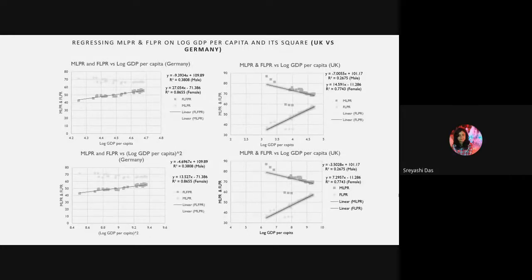So here we can see the relationship between male labor force participation rate and female labor force participation rate with respect to log GDP per capita and log GDP per capita square. Log GDP per capita indicates the rate of change. So here also we can see the same trends in male labor force participation rate, where log GDP has a negative impact on male labor force participation rate, and in case of female labor force participation rate, the log GDP has a positive impact in both the countries. The R square values in case of Germany is greater than that of UK when we consider log GDP per capita, and also in case of log GDP per capita square.